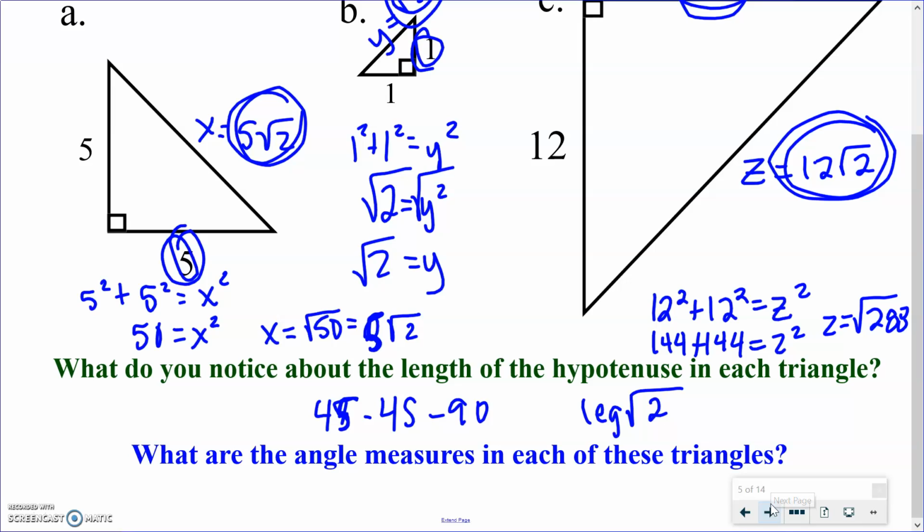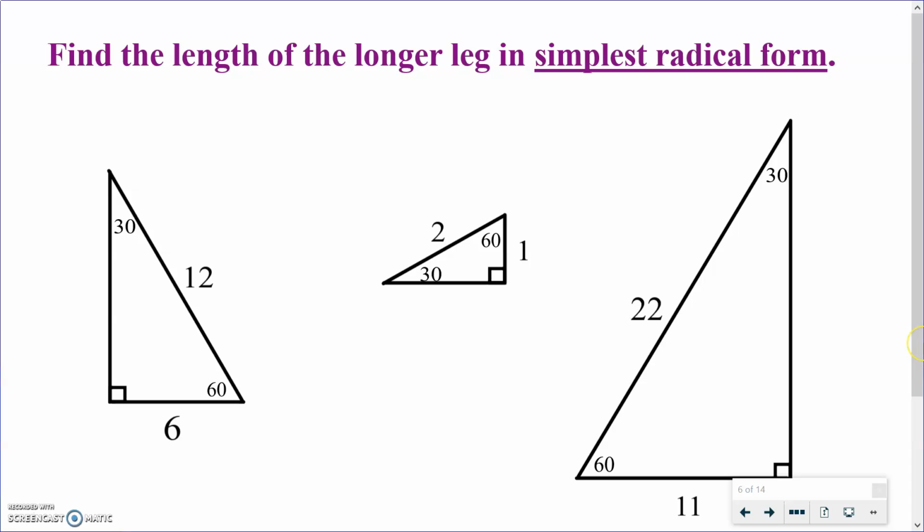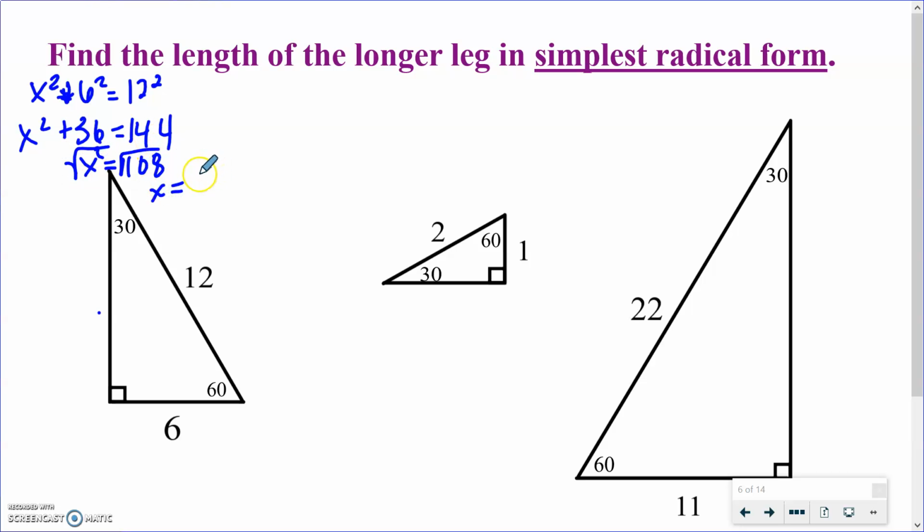The next type of special triangle we talk about is a 30, 60, 90 triangle, and that's on the next page here. We're going to do the same thing. So if I set this equation up and I do x squared plus 6 squared equals 12 squared to try and find this missing side length right here, I get x squared plus 36 equals 144. And so then x squared equals 108, and then square root that to get that x is equal to, in simplest radical form, 6 square root 3.